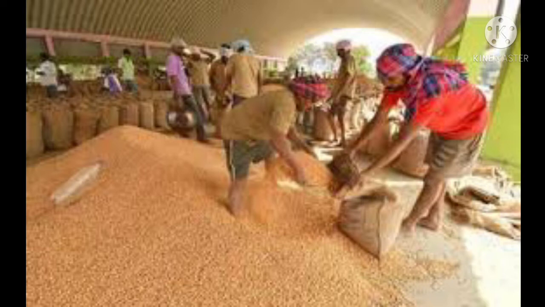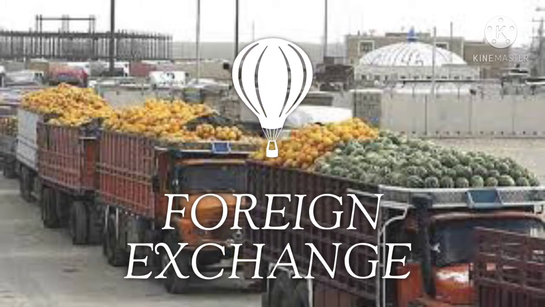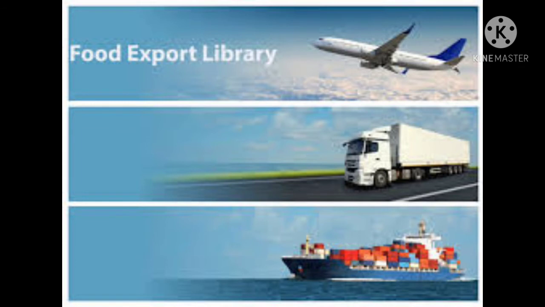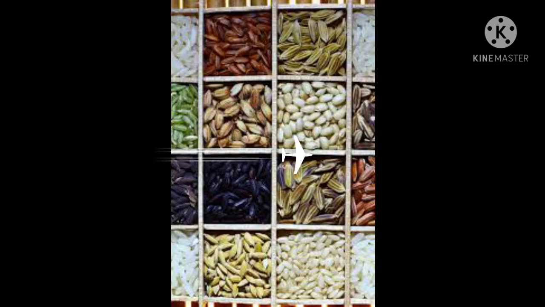Fourth point is agriculture. Apart from providing food, providing employment, providing raw materials to the agro-based industries, it also helps in bringing lots of foreign exchange to the country by exporting the food items to other foreign countries. So agriculture also contributes to the national economy.